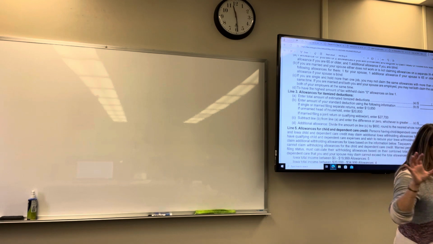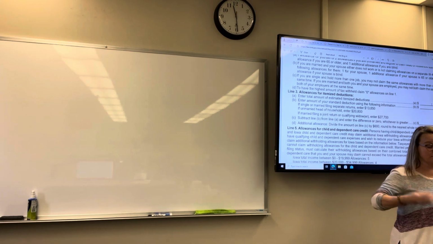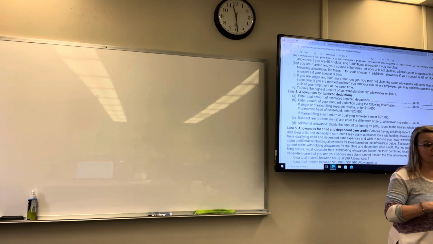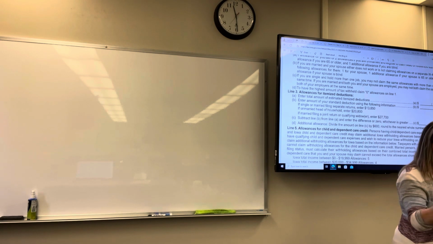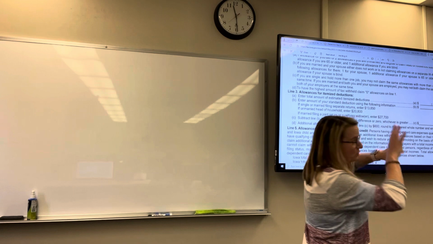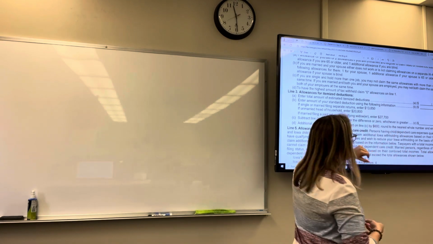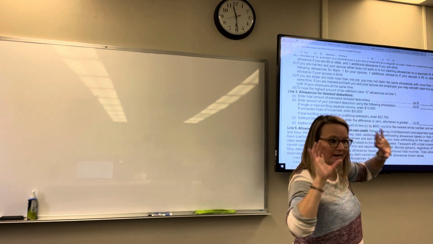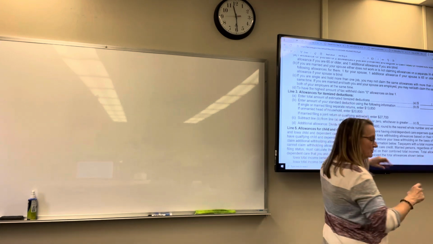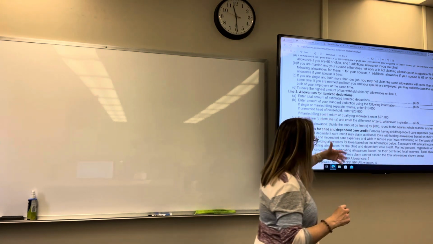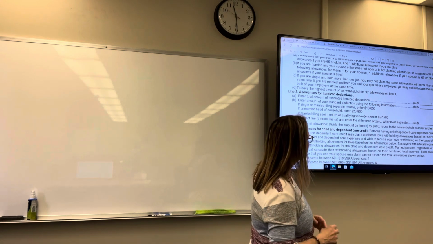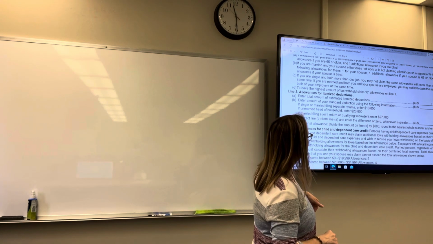And again, I don't expect you to know this in as much detail as the federal rules. Okay, this is just sort of an overview of how this works. So I know I'm zooming through this a bit. Don't panic about that. You're not going to have to know all of the details of this. Divide the amount on line C by 600, round to the nearest whole number, enter it on line 3.